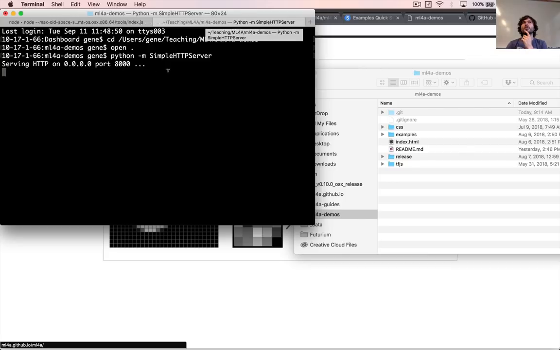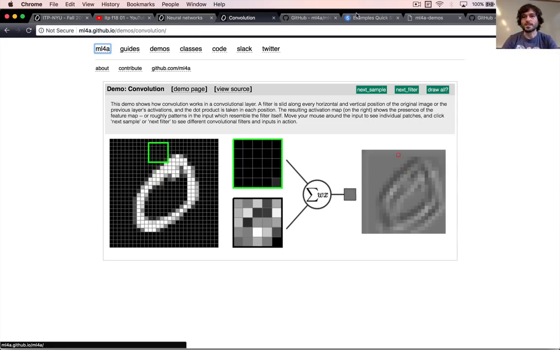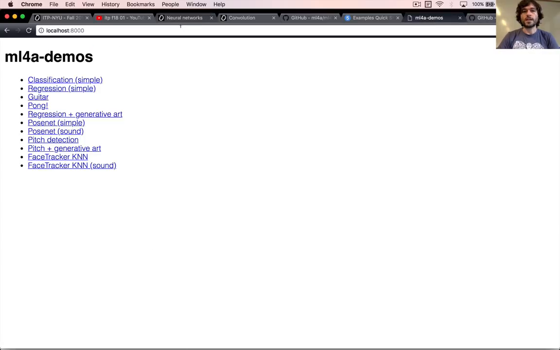So what it'll do is it says serving HTTP on 0.0.0.0, that means localhost, port 8000. So what you would do is just go to localhost:8000, and you'll get this page, the index page that just shows a bunch of these demos.